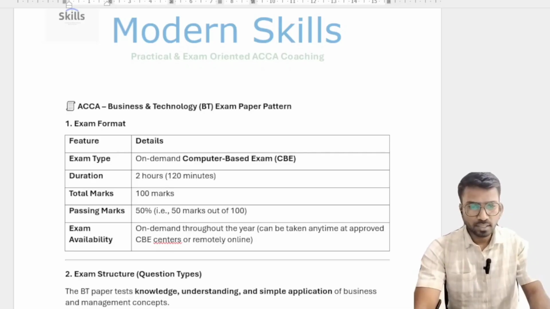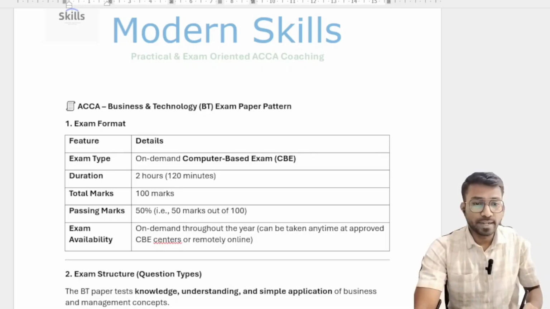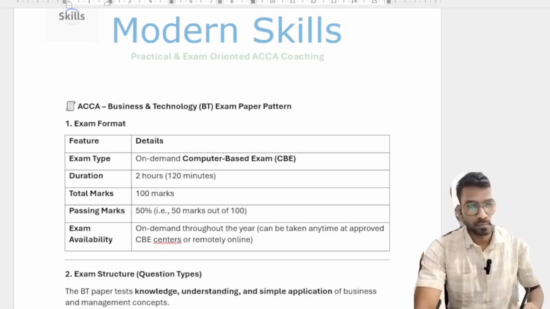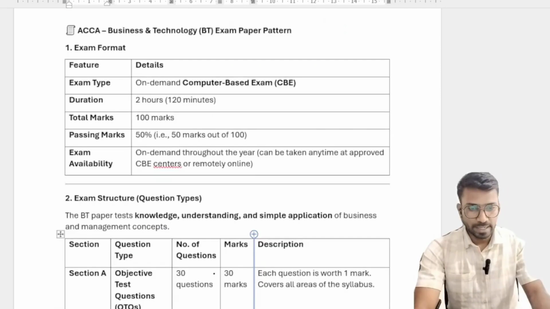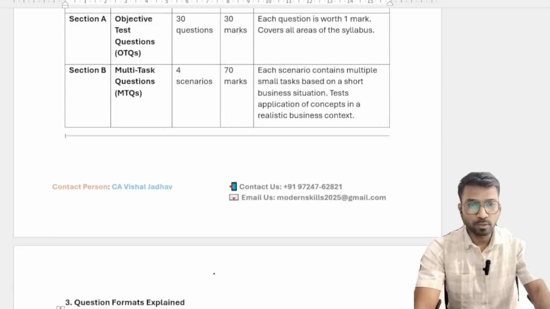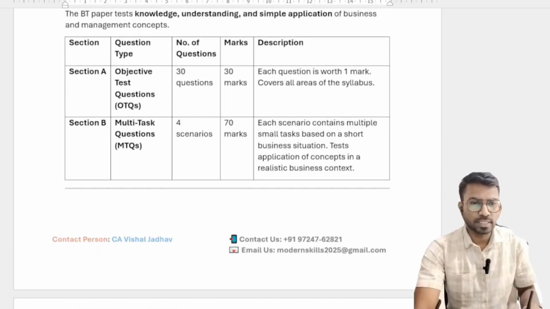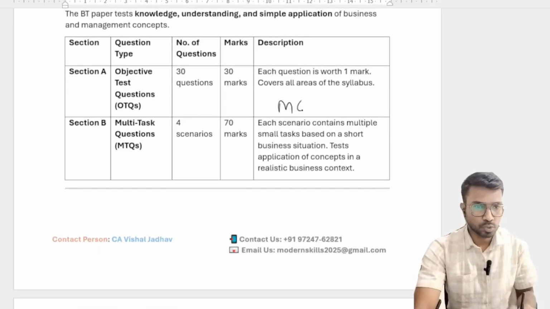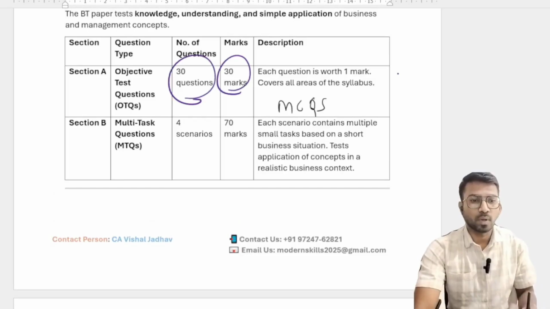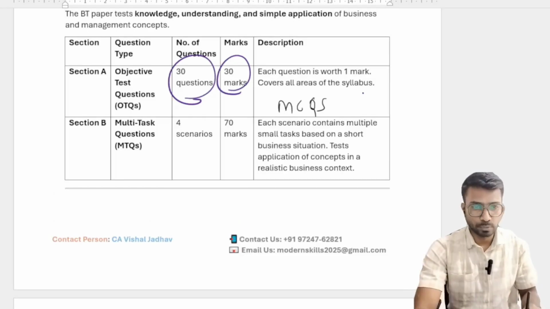Now let's see how these 100 marks are divided. So there are multiple question types. Section A will cover your objective based questions, that is, MCQs. You will get 30 questions and 30 marks, so 1 mark for each MCQ.